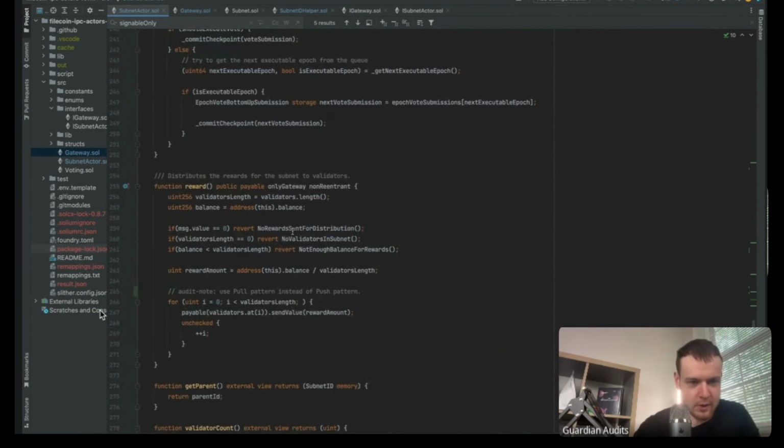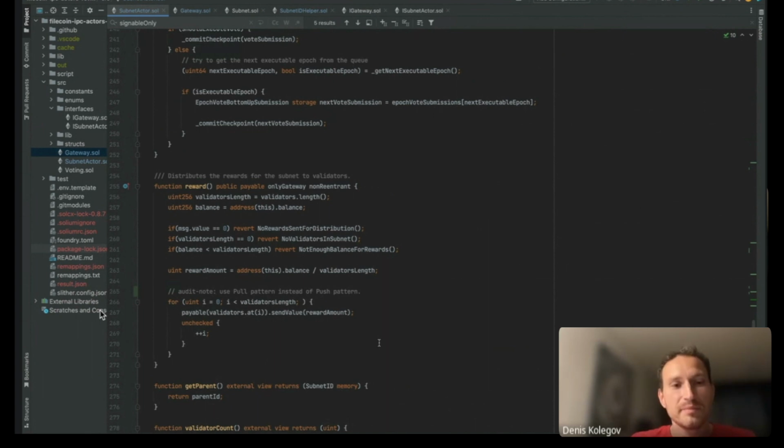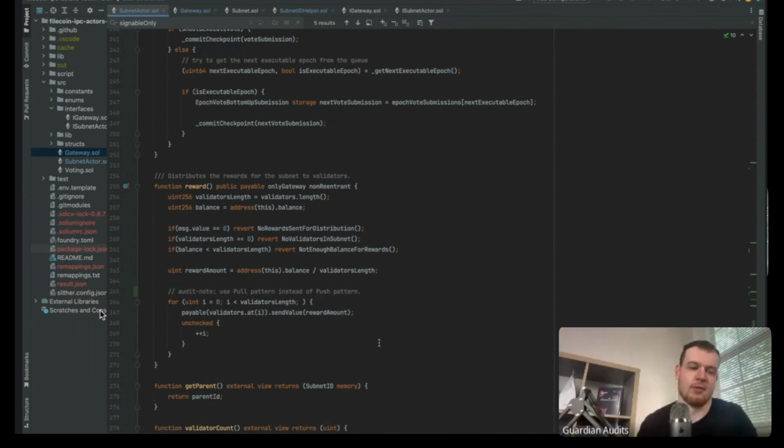Okay, let's see. So this is interesting. We're getting the balance, and then we're saying if balance is less than validators' length, revert. So that's literally comparing it in wei. So we're saying if we have 7 validators, there should be at least 7 wei. I suppose that's fine. We're just avoiding some potential rounding error.